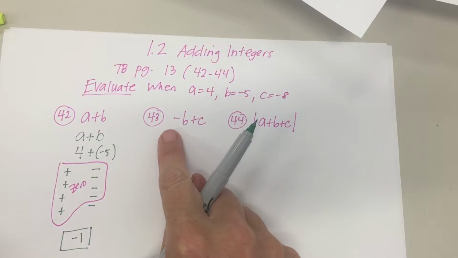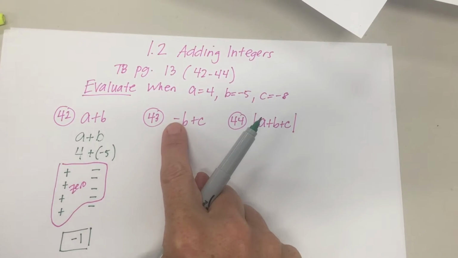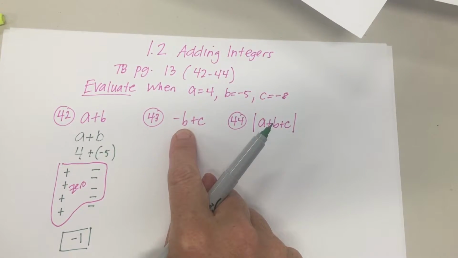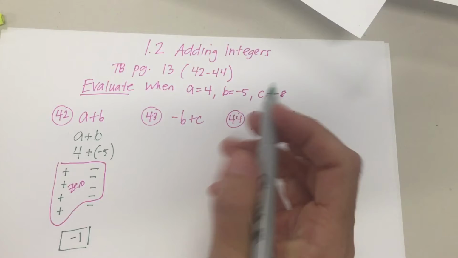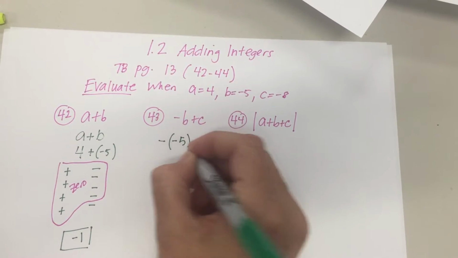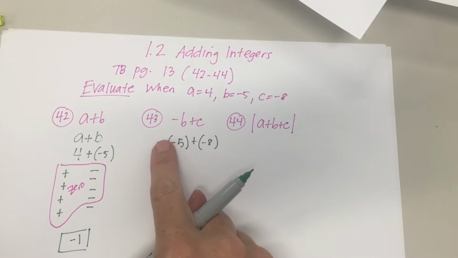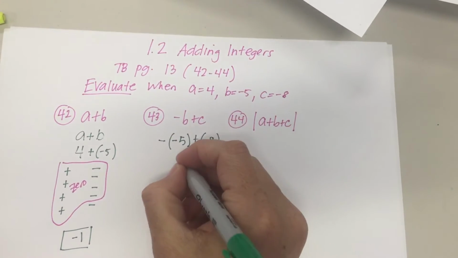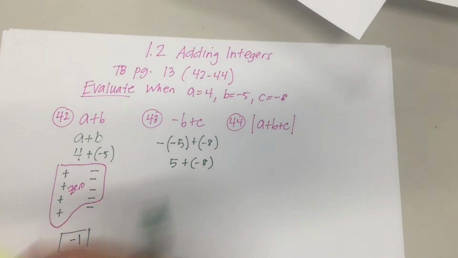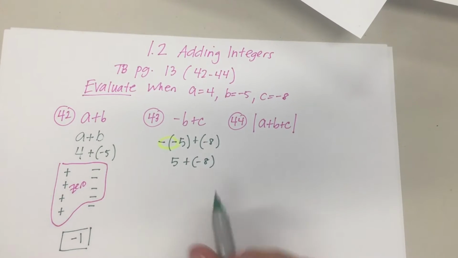On question 43, it says negative b plus c. This negative on the outside is telling us to take the opposite of whatever b is, because b happens to already be negative. So this is negative 5 plus negative 8. So the opposite of negative 5 is just positive 5. So really, these two negatives right here make it a positive.